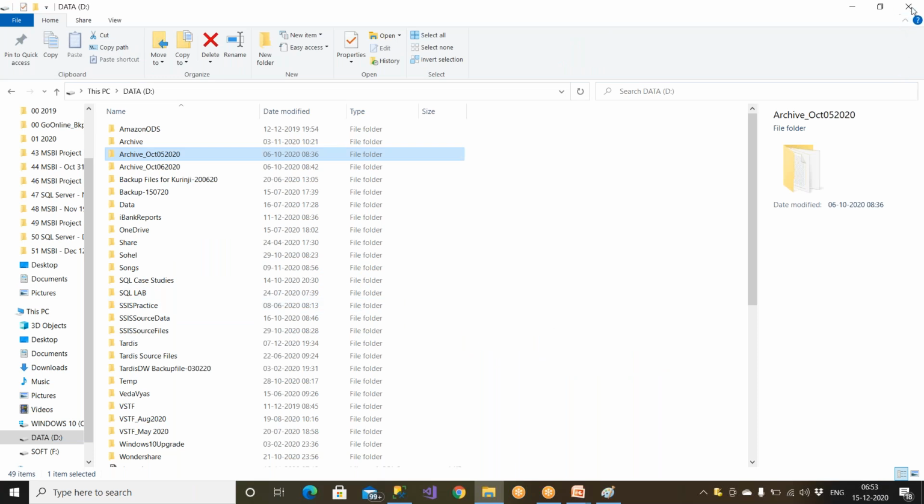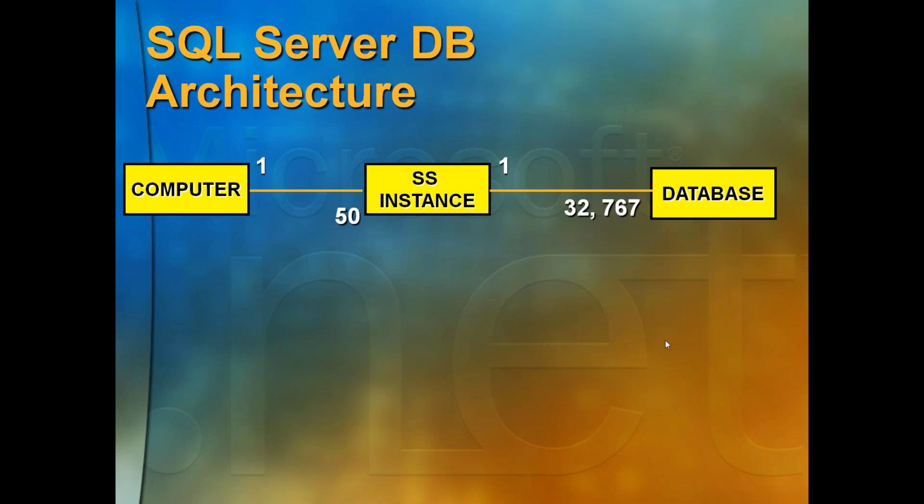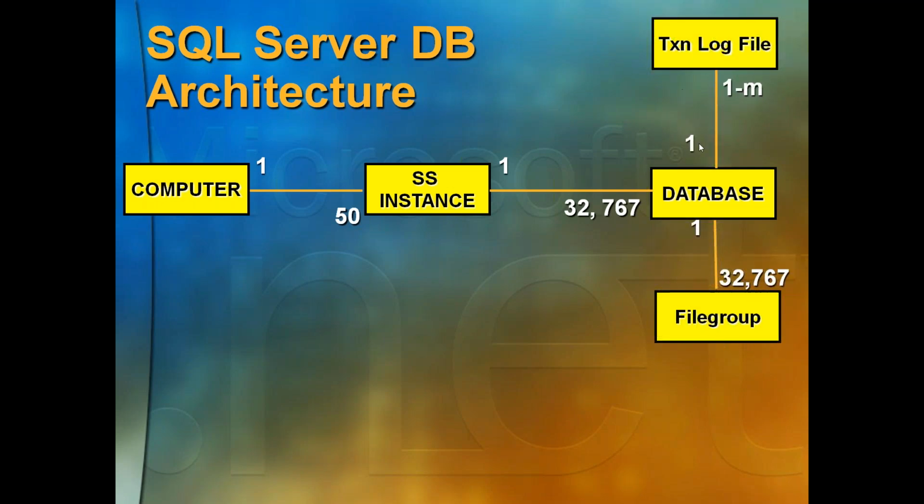So that's what I'm saying. When you go here, by default, we are going to create one database. One database will have a minimum of one file group and a minimum of one transaction log file. A file group is a folder, and within the folder you can have a minimum of one data file, but a maximum of this many files.